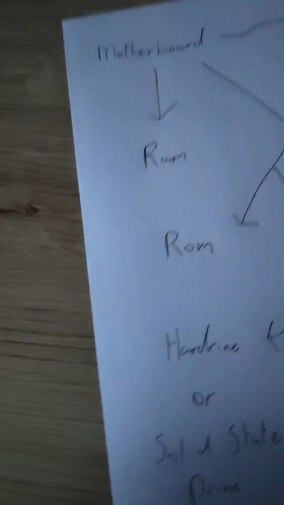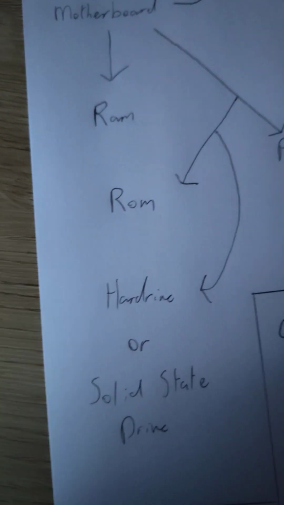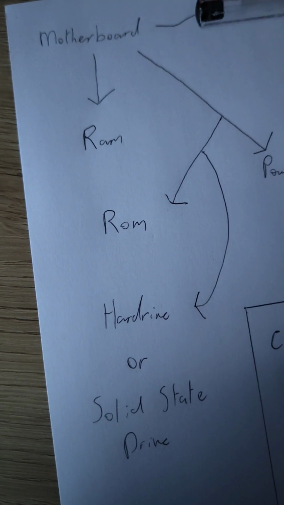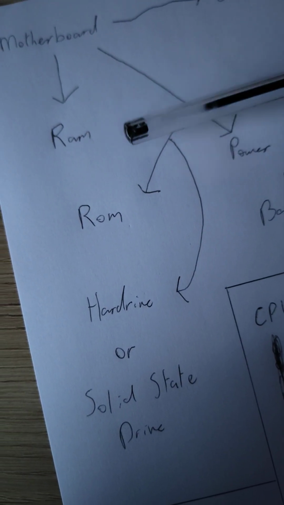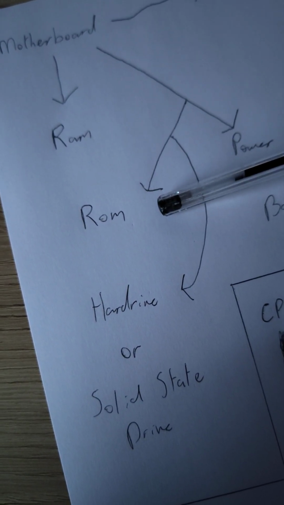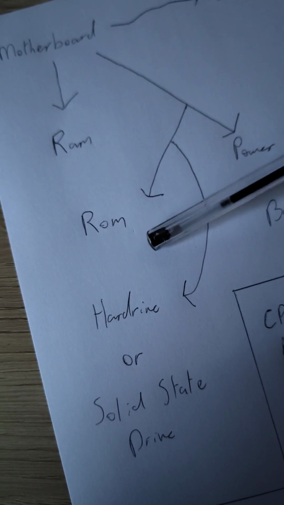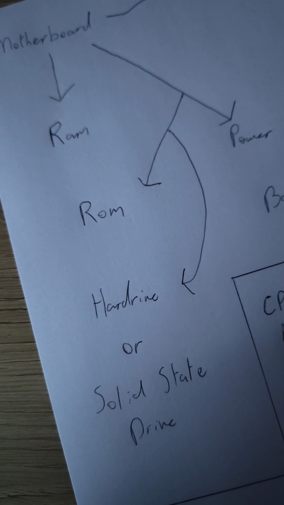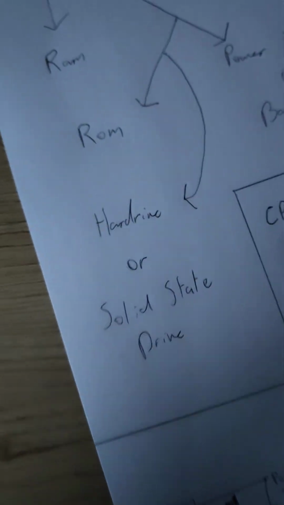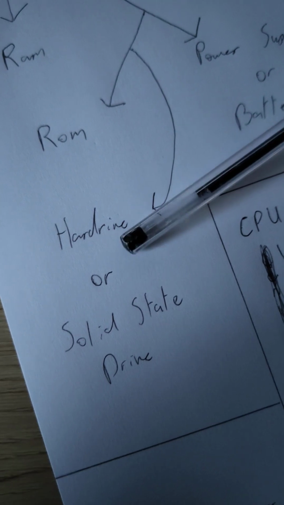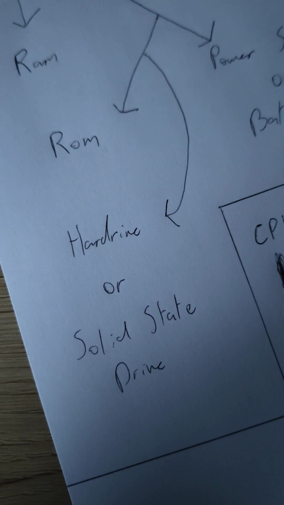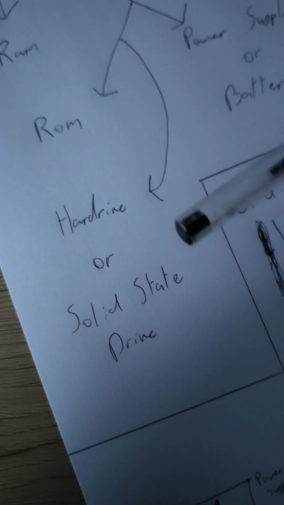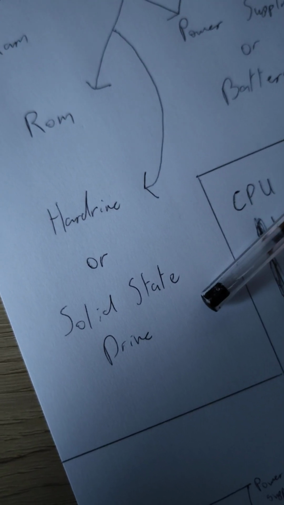And now over here, this is more storage. You can see we have RAM, random access memory, ROM, read only memory, hard drive stores all your data. But nowadays you could get an SSD or a solid state drive instead. Hard drives are bigger, louder, and they make more heat. But solid state drives are smaller, more expensive, but more efficient as well.